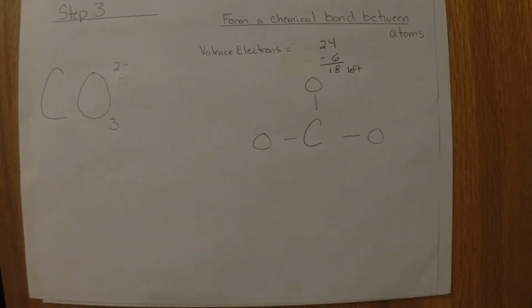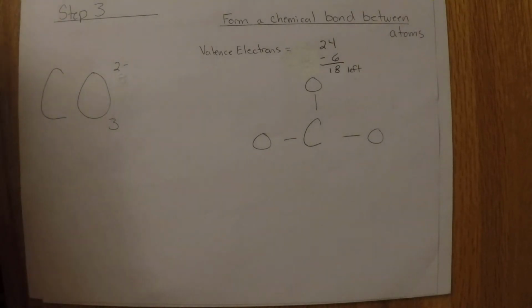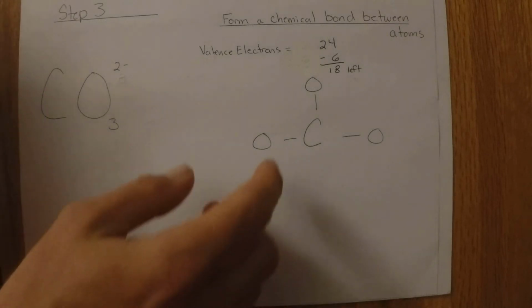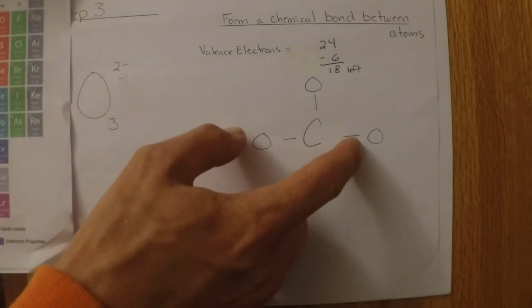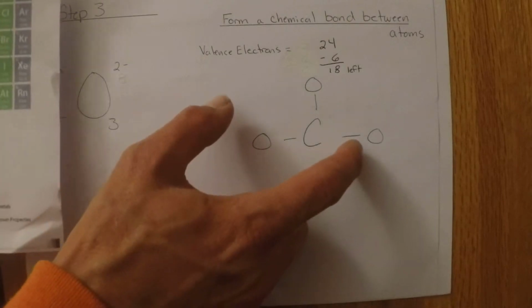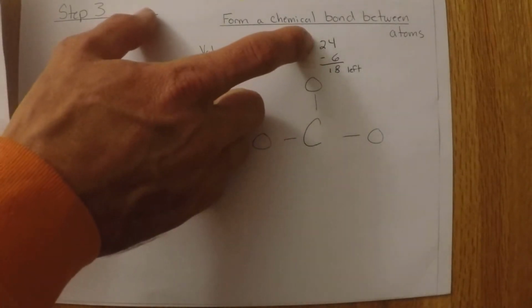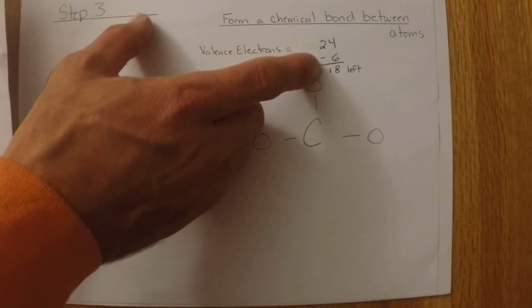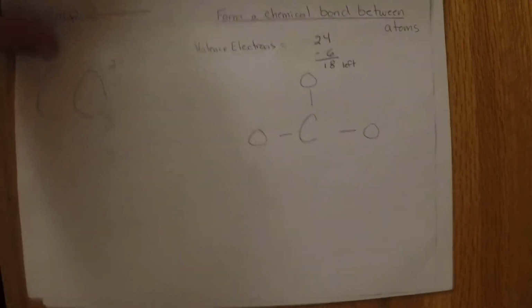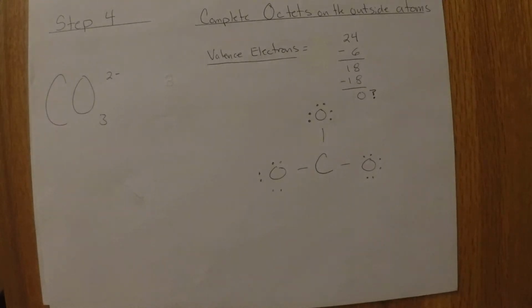So we move on to step 3, and in step 3 we form a chemical bond between the atoms. So you can see here the carbon, we're forming chemical bonds with the oxygens. So that consists of 2, 4, 6 valence electrons, which you can see here, 24 minus the 6, we are left with 18 valence electrons. That is when we move to step 4.